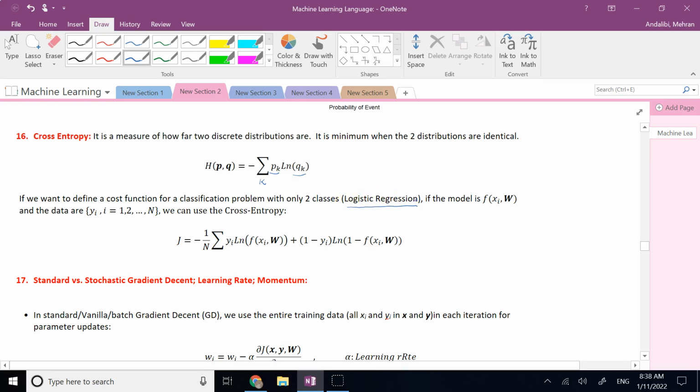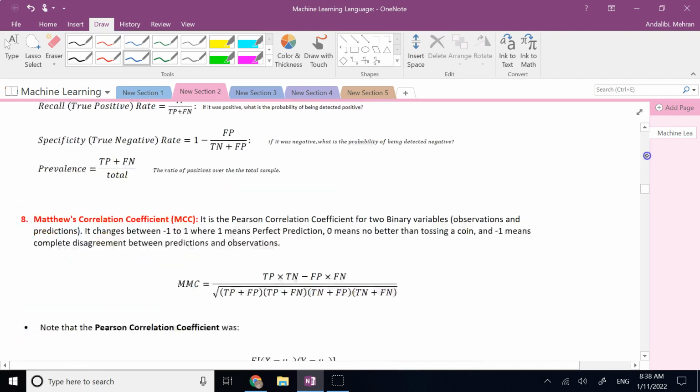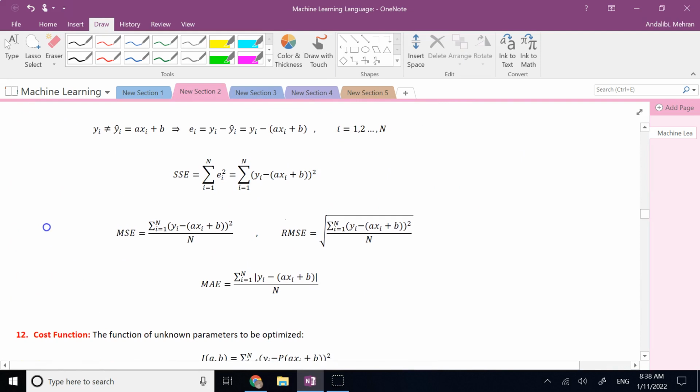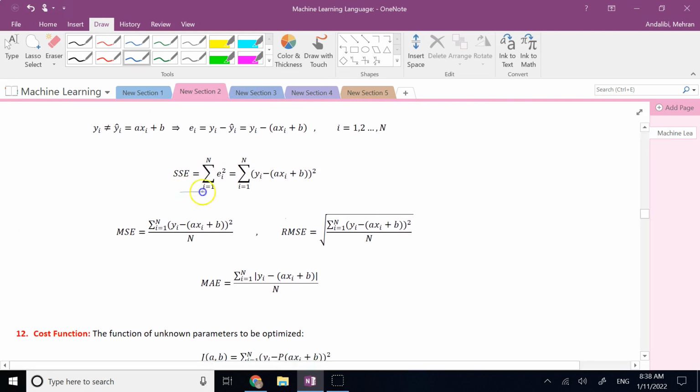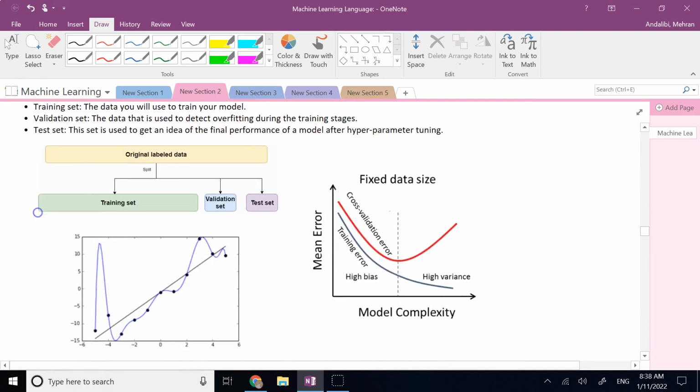Remember, when we wanted to do a linear regression, the measure that we used for the cost function was sum squared error, or mean squared error, or something like that. This was what we used for linear regression.